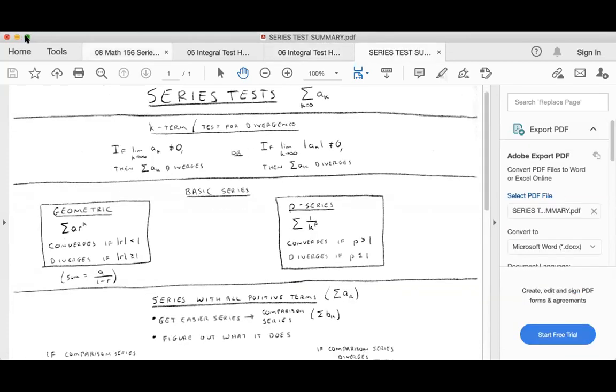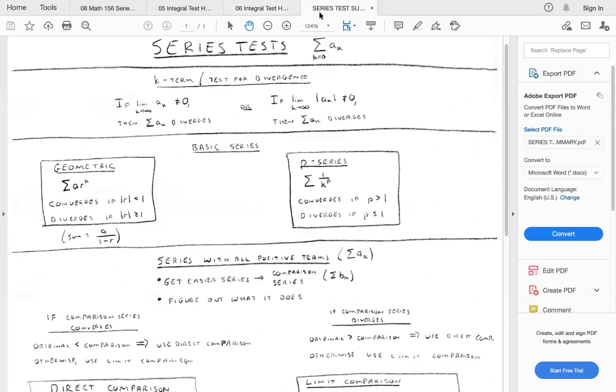So now, other than the ratio root test, we have now covered, can you guys still see that PDF? Something weird just happened. Is that a yes? Yeah. Okay, cool. Just making sure.